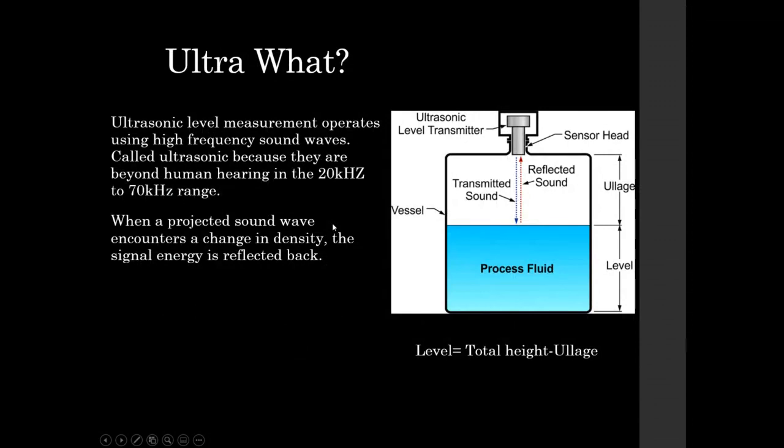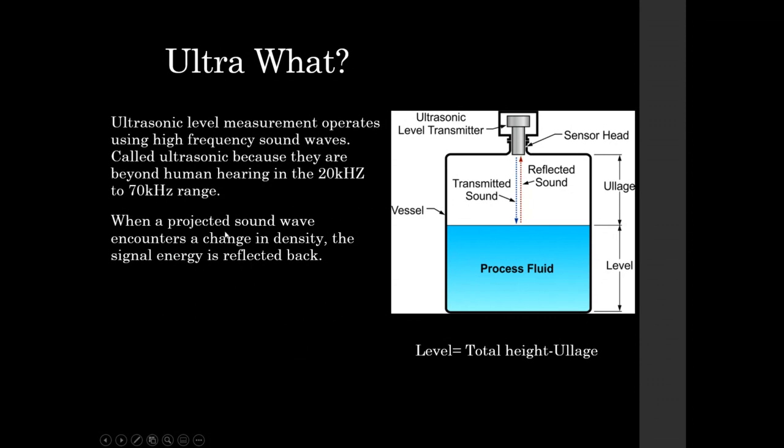So ultrasonic, what? Ultrasonic level measurement operates using high frequency sound waves. Sonic means sound, and it's ultrasonic because they are in a very high frequency range, 20,000 hertz to 70,000 hertz. And the basic science behind ultrasound is not that different than the science behind radar.